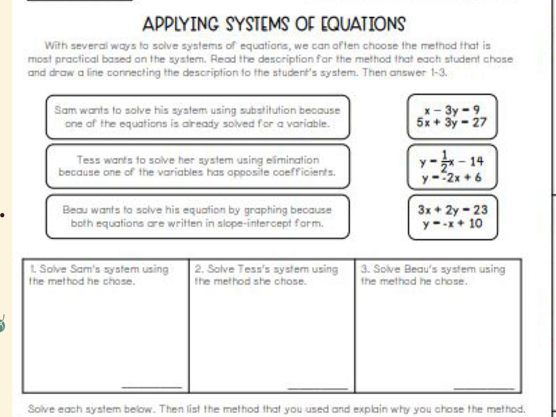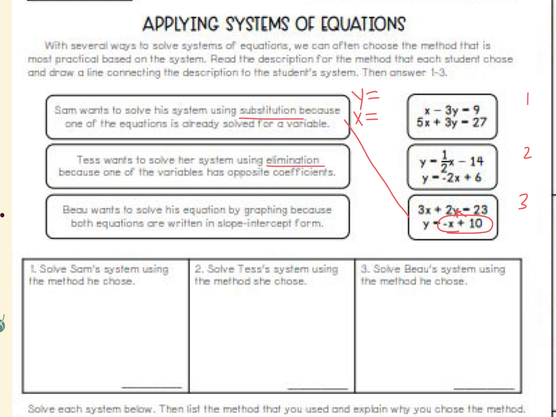Sam wants to solve his system using substitution because one of the equations is already solved for a variable. So remember, substitution, we needed x equals or y equals. So which one do you think? Number 1, number 2, or number 3 would be best for substitution? Number 3, yeah, definitely. Because if this is y, we talked about you can take and plug this in here, right? Tess wants to solve her system with elimination.